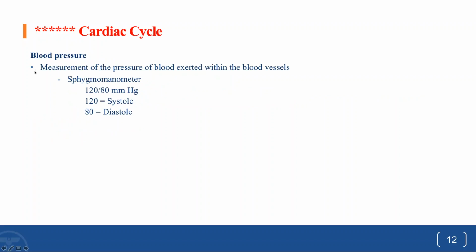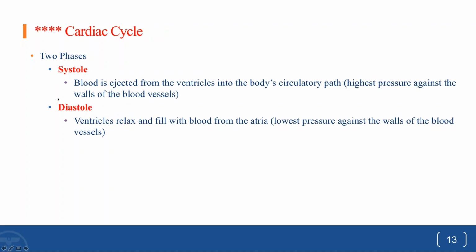Sometimes they may ask about blood pressure, right? You need to know what the normal blood pressure is, which is 120/80, and that it is basically measuring the pressure within the blood vessels. So just make sure you jot blood pressure down as one of your need to knows. And they may ask the difference of those 2 phases.